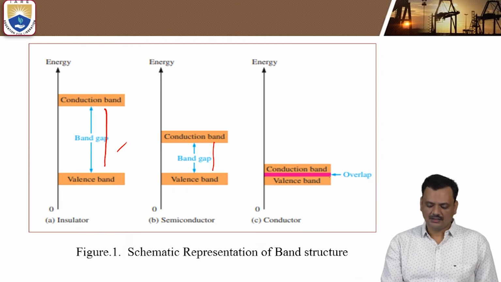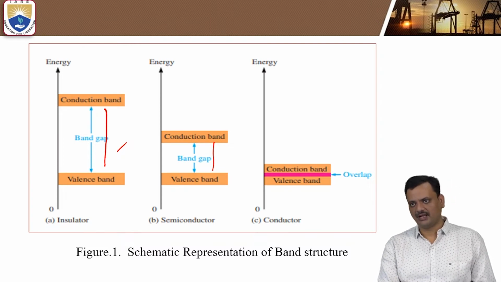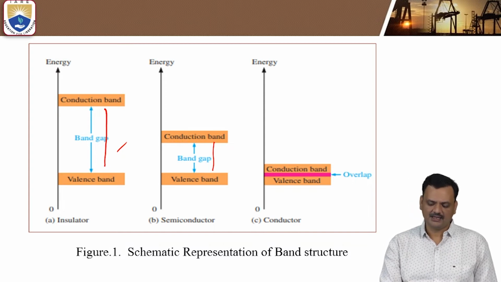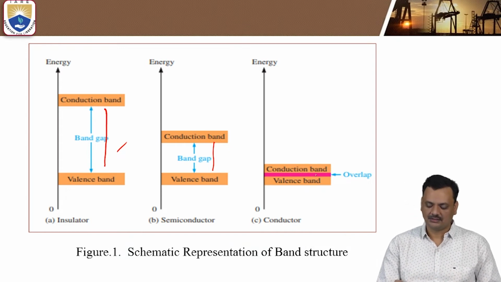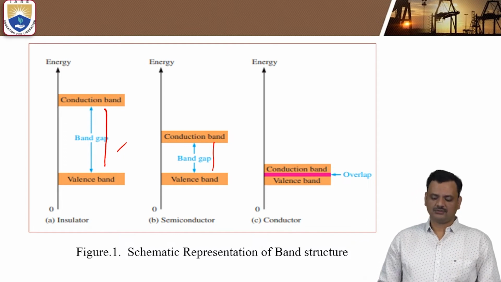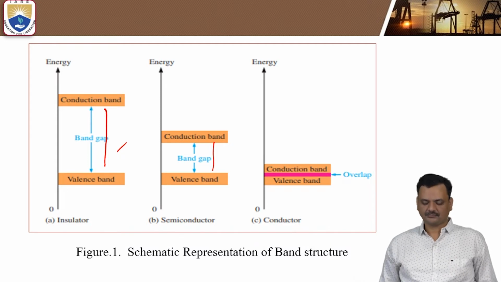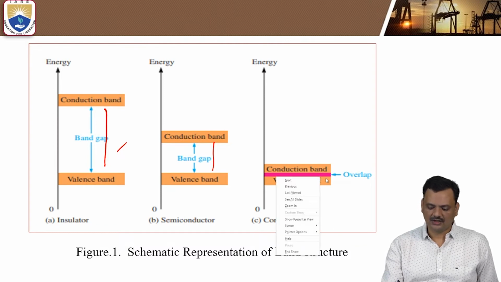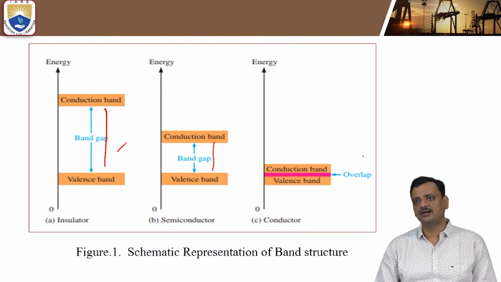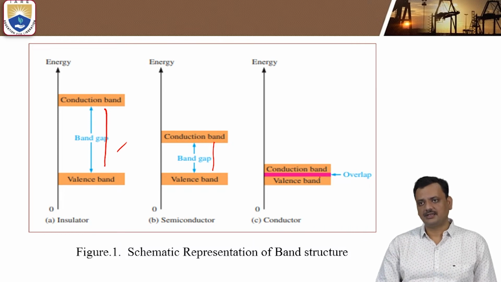But in the case of a conductor or metallic material, you can see the valence band and conduction band overlap each other. Overlapping means there is no energy band gap. So what happens in the case of a conductor? The electrons reside in the valence band, and for conduction, they will move into the conduction band.